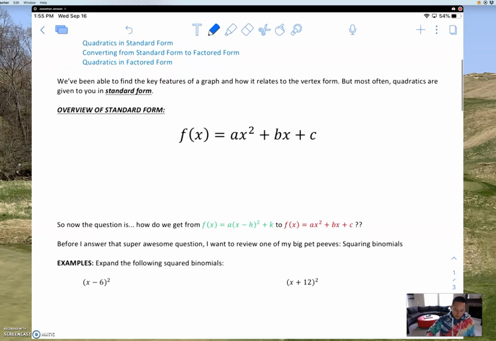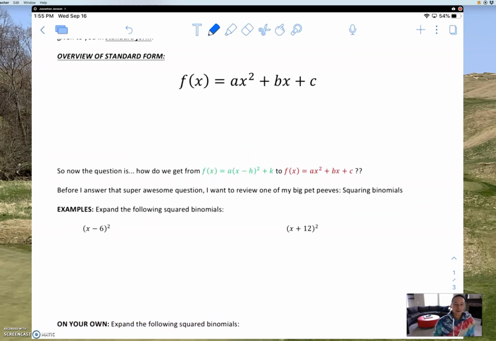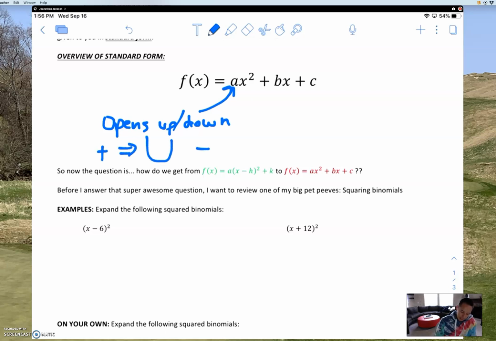So just a very quick overview of standard form. This is what it looks like. It's ax squared plus bx plus c. The two letters that are kind of the most important here are this A. This A is going to be kind of like that vertical stretch that we've talked about in class, but it determines whether it opens up or down. So if A is positive, it's going to open upwards. If A is negative, it's going to be opening downwards. That's the exact same thing as in vertex form.